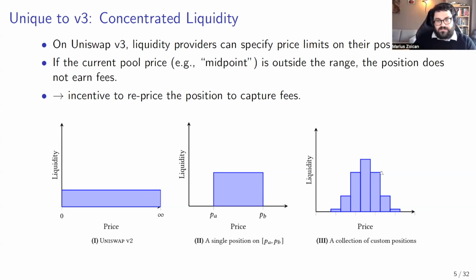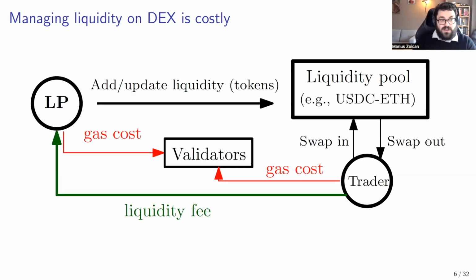Now, the counterpart of this, and why this becomes relevant in our case, is that if you have liquidity over a certain price interval, it's possible that as price evolves, your liquidity will be out of range. It will not include the current price, which means you stop earning fees. And if you do want to earn fees again, you might need to actively manage the position: burn, cancel this position, and mint it again at some other price interval. So on V3, as opposed to V2, there is this incentive to do active management of liquidity.